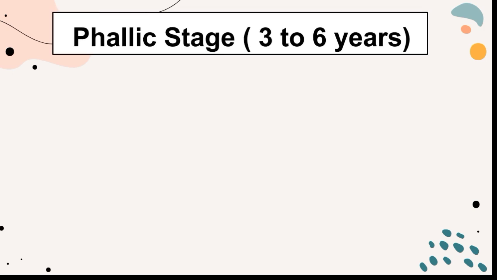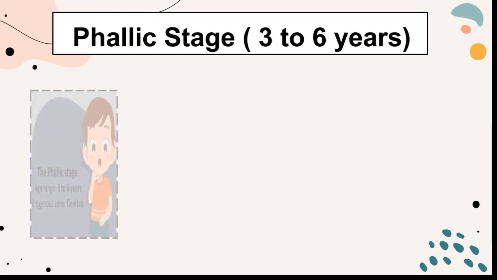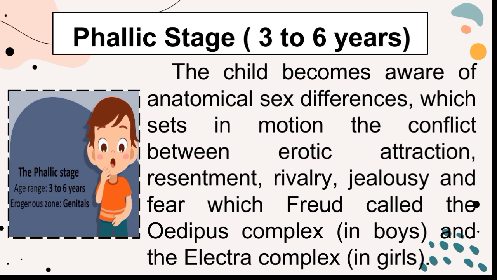The third one is the phallic stage, 3 to 6 years. So the child becomes aware of anatomical sex differences, which sets in motion the conflict between erotic attraction, resentment, rivalry, jealousy, and fear, which Freud called the Oedipus complex in boys and the Electra complex in girls. The erogenous zone is genitals.